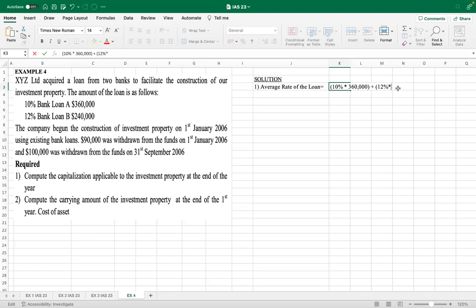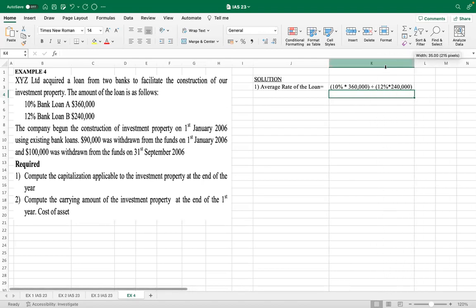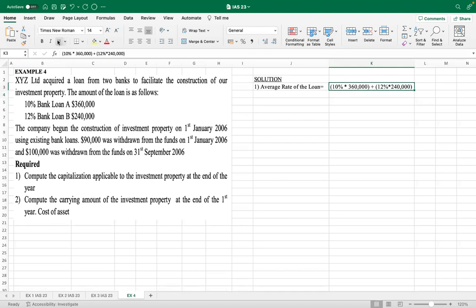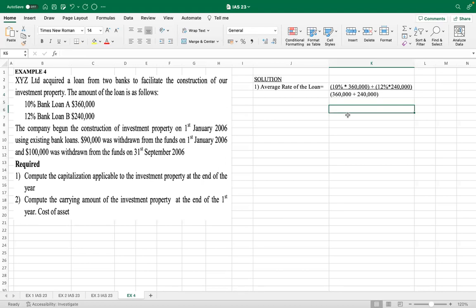Times 240,000. Divide by. Remember, what do I want to get? My objective in this case is to get the average interest rate. You divide by the amount borrowed. The amount borrowed is 360,000 plus 240,000. When you divide it that way, that is when you get the average interest rate.